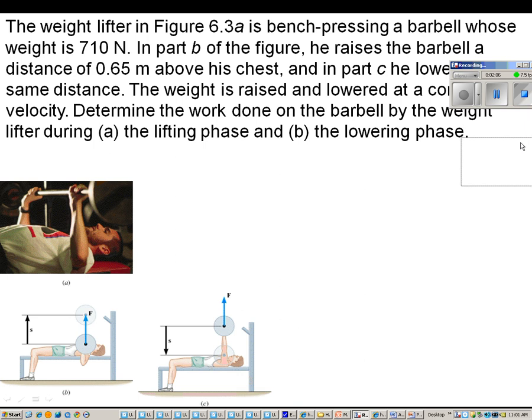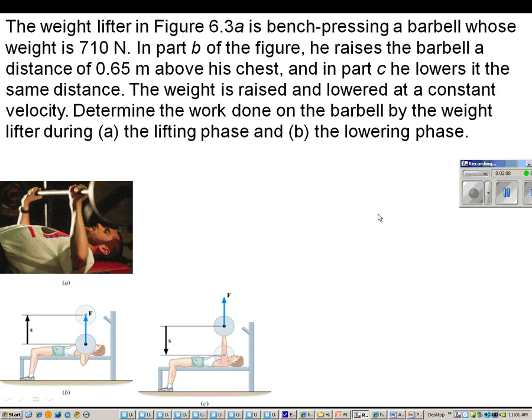The next example I want to talk about is the weightlifter in figure 6.3a, who is bench pressing a barbell whose weight is 710 newtons. In part B of the figure, he raises the barbell a distance of 0.65 meters, and in part C, he lowers it the same distance. The weight is raised and lowered at a constant velocity. Determine the work done on the barbell by the weightlifter during the lifting phase and the lowering phase.